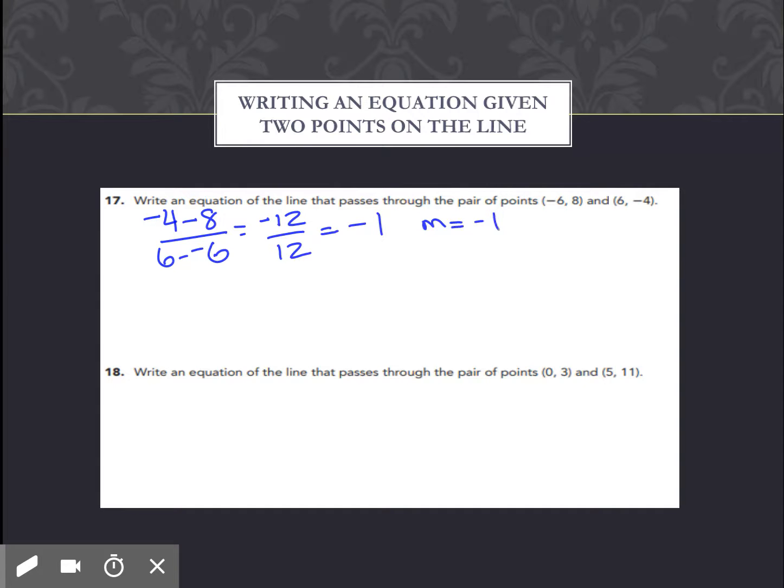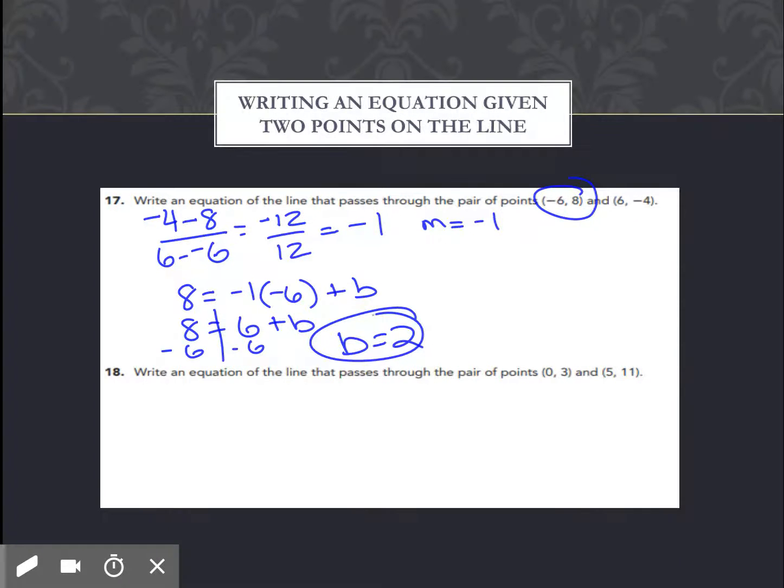So now I'm going to use this point, negative 6, 8, and plug that in to try and solve for my b. So y is 8 equals my m of negative 1 times my x of negative 6 plus b. So I get 8 equals 6 plus b. I'm going to subtract 6 from both sides, and I will get that b equals 2. So the equation of our final line, we have our m is going to be y equals negative 1x plus 2.